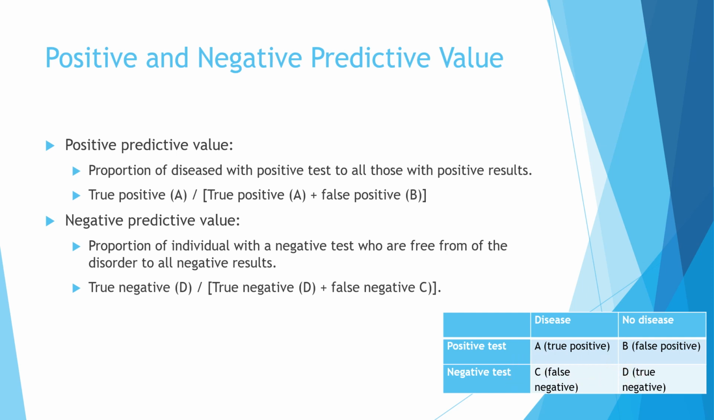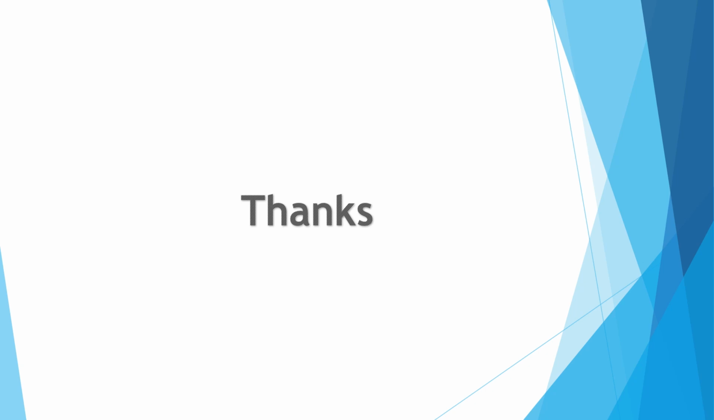So positive predictive value is the true positive to everyone positive. So A divided by A plus B. Negative predictive value is the true negative, which is D, to every negative, which is D plus C. Positive and negative predictive value are affected by the prevalence of the disease. So specificity and sensitivity are not affected, but positive and negative predictive value are affected by the prevalence of the disease. Thank you for listening to this lecture.